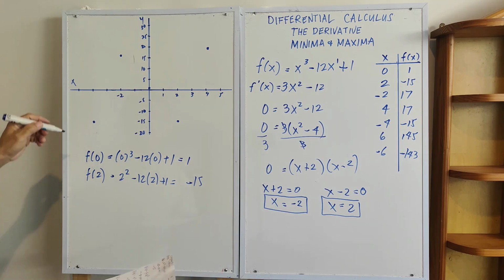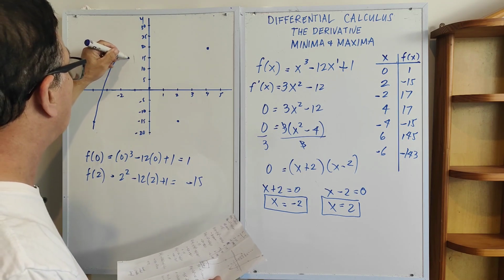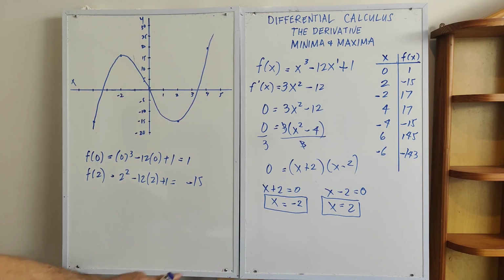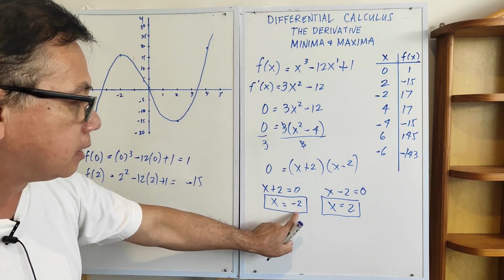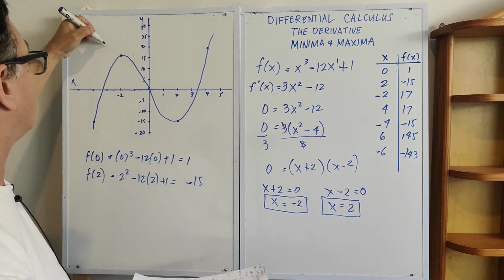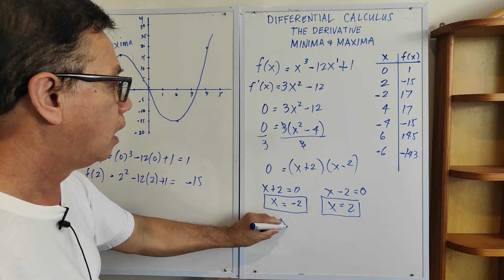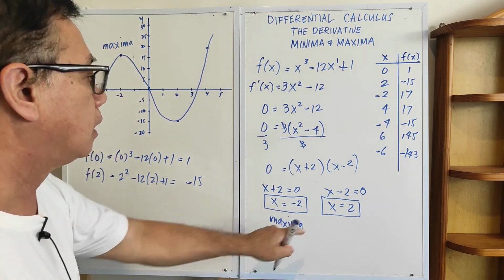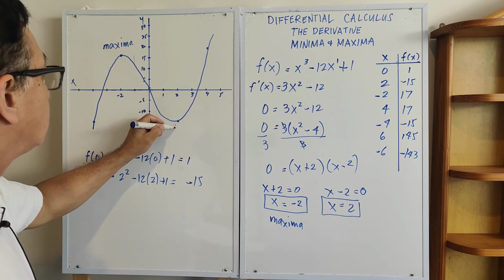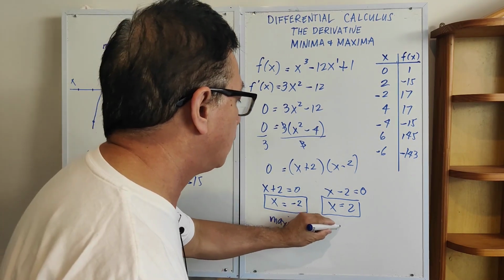Now we can draw the line. It will look like this. As we have seen, x equal to negative 2 is this one, so this is a maxima. And x is equal to 2, this is the lowest point. Sorry for the drawing. This is positive 2. This is the minima.